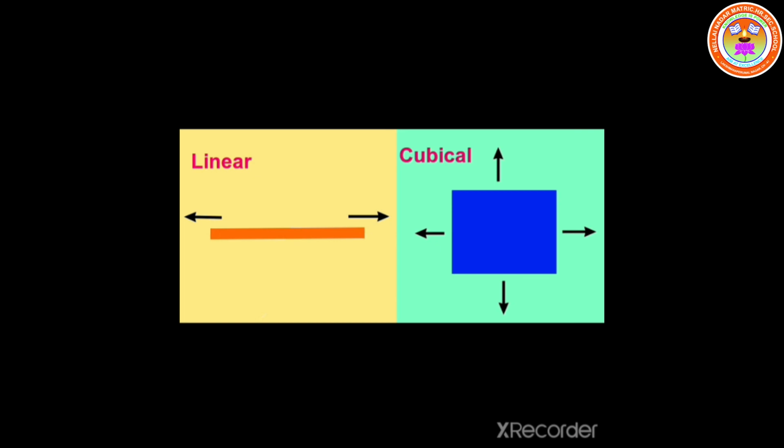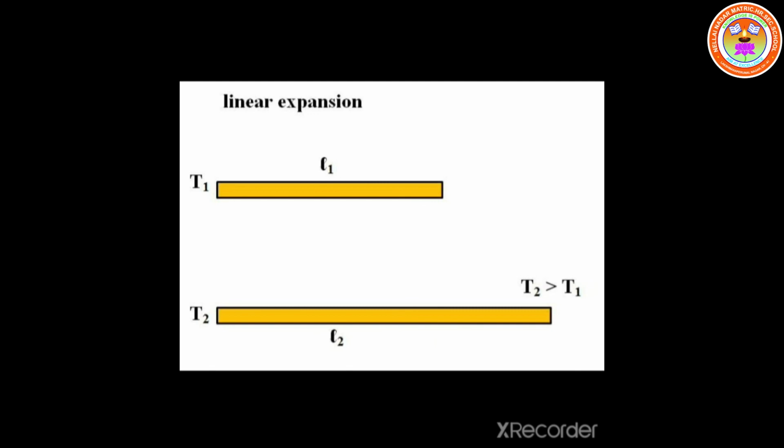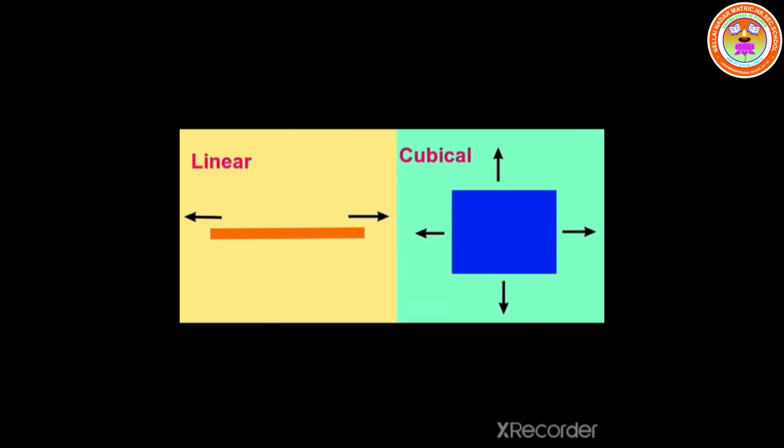Look at the picture, students. The first one shows linear expansion. The second picture shows cubical expansion. Look at the picture once again, students. Linear expansion: initially, before heating the object, there is no change in the length. After applying heat, the length of the object increases slightly. That is called linear expansion. Likewise, when you heat the cubical object, the expansion will be even. The cube size will expand, students. This is called cubical expansion.